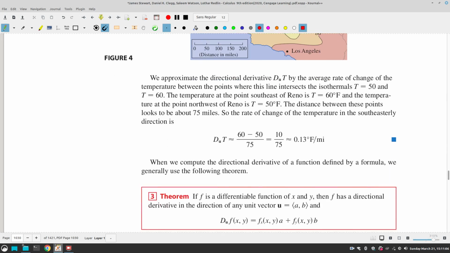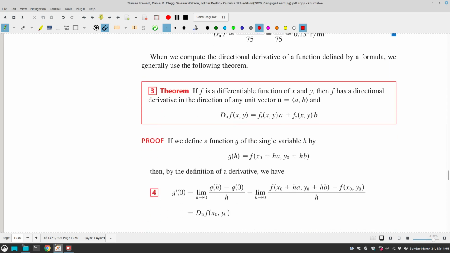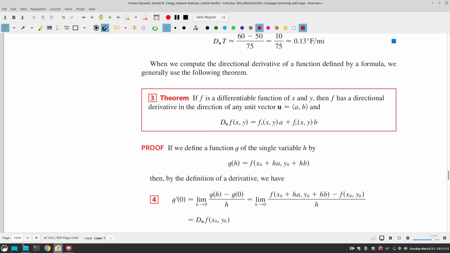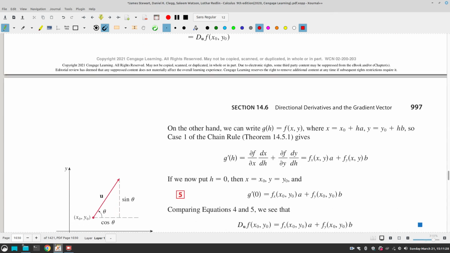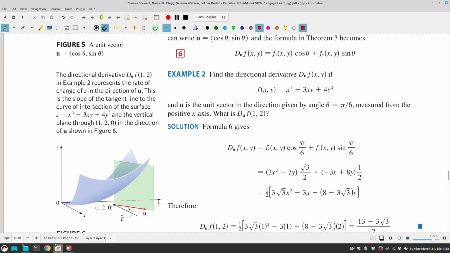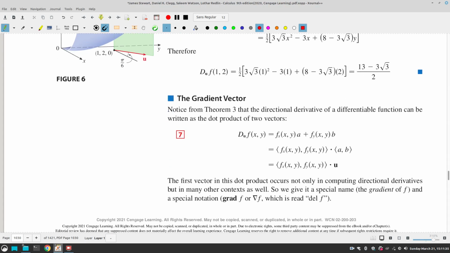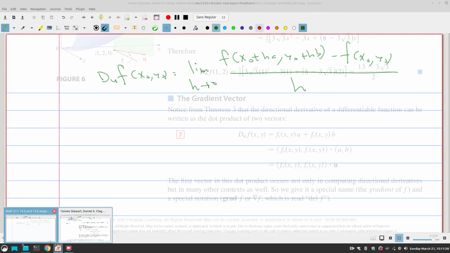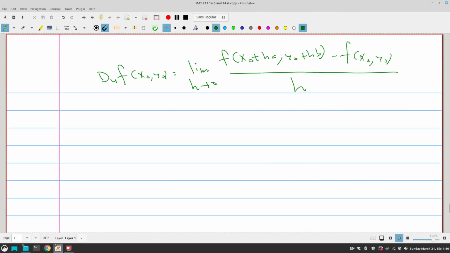Okay, so let's look at a theorem, right, that will help us calculate this directional derivative. So we have a definition, but the definition isn't very useful, right? But let's try a theorem. Let's look at a theorem that will help us calculate the directional derivative. And this theorem will motivate us to introduce the gradient vector.